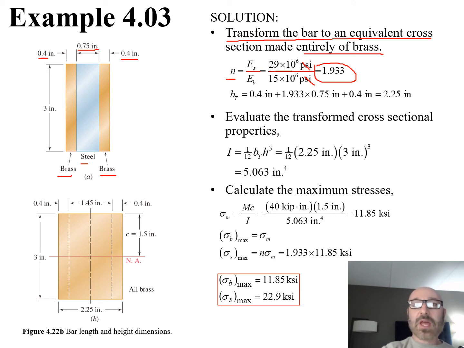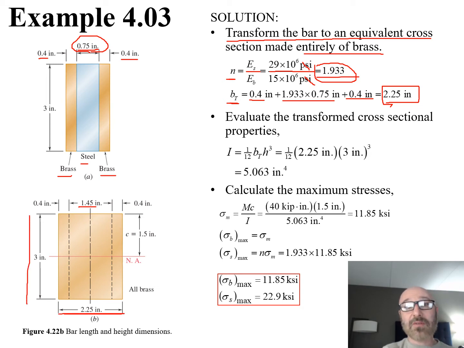So our new thickness, our B sub t, the whole brass section thickness, is going to be equal to, well, the two brass sections aren't going to change. So it's 0.4 and 0.4. We can leave that the same. What is going to change is we multiply this 0.75 by this 1.93. That's 1.45. So we say 0.4 plus 1.45 plus 0.4 gives us a B sub t of 2.25 inches. And that's what we have down here in this diagram. Now that we've drawn this out, our height doesn't change. This is still 3. This is now 2.25. And our center section has gone from 0.75 multiplied by our value for n, and this is now 1.45.